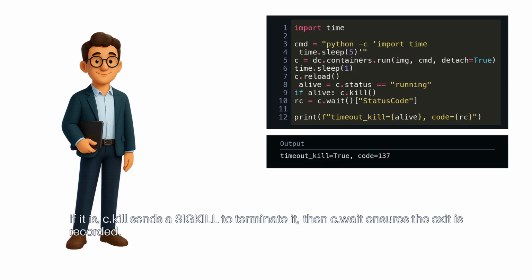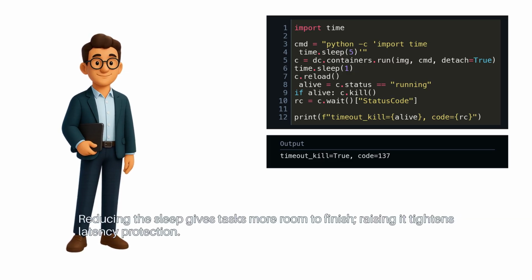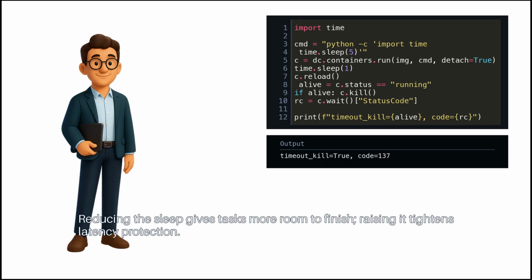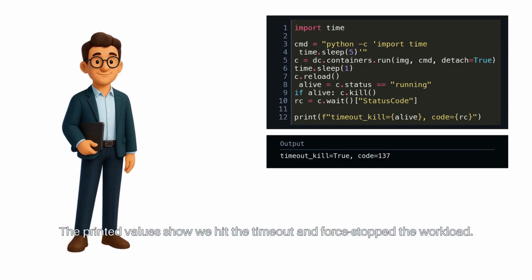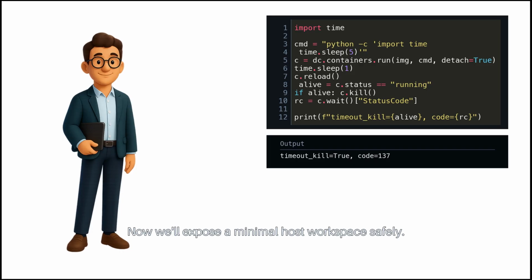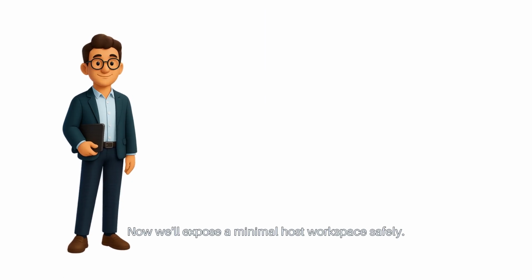Then c.wait ensures the exit is recorded. Reducing the sleep gives tasks more room to finish. Raising it tightens latency protection. The printed values show we hit the timeout and force-stopped the workload. Now we'll expose a minimal host workspace safely.